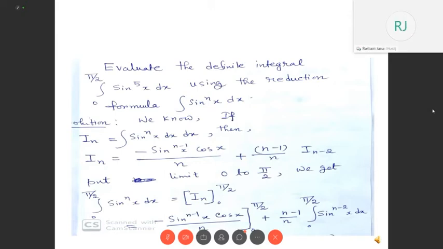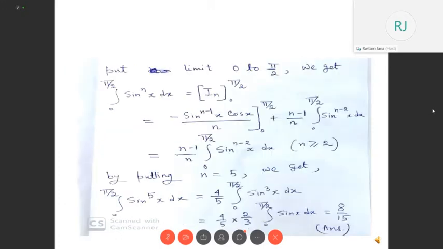So your sine pi by 2 value is 1, sine 0 value is 0 and cos pi by 2 value is 0. And then you get this: integral 0 to pi by 2 sine to the power nx dx value is nothing but n minus 1 divided by n times integral 0 to pi by 2 sine to the power n minus 2x dx. Okay, so this value is equal to n minus 1 divided by n, 0 to pi by 2 sine to the power n minus 2x dx.